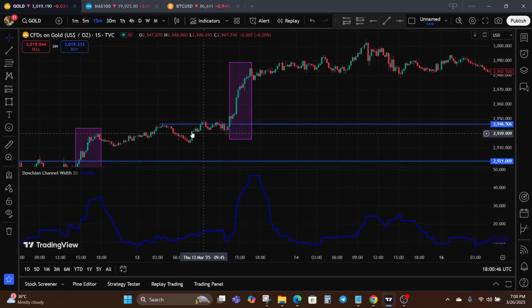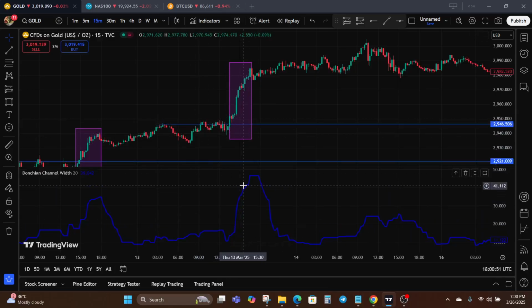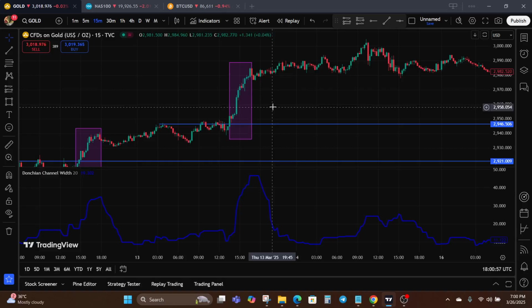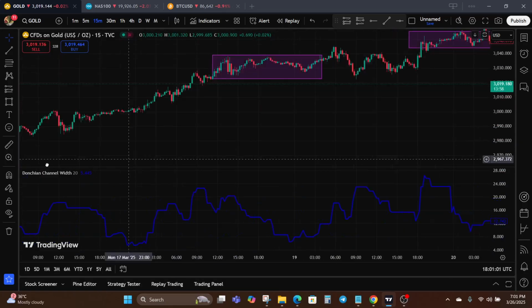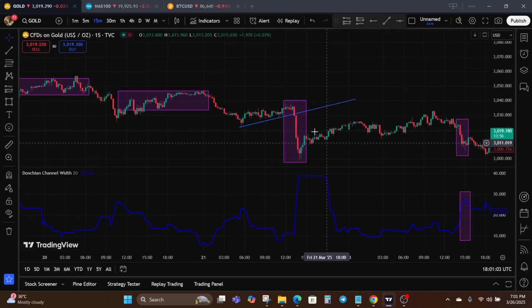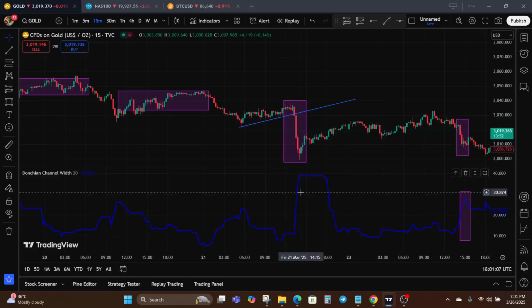So if price breaks above a resistance while the DCW rises, it can confirm an uptrend continuation, like what we had around here. On the other hand, if price breaks below a support, like what we had around here, with rising DCW, it may indicate a downtrend is strengthening.